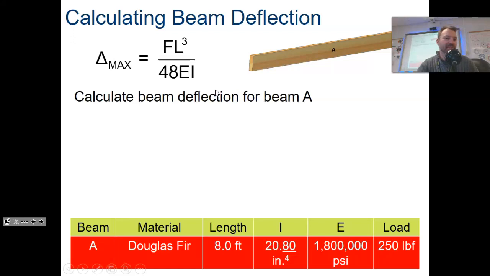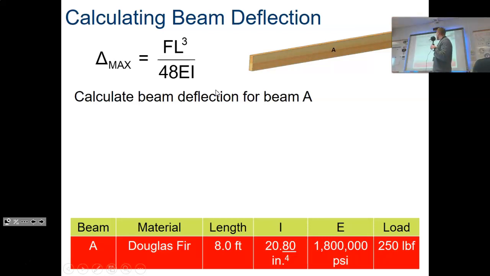So we're going to actually calculate how far a beam deflects. And this is an activity we're going to do in class. I'm going to give you all 2x4s, and you're going to calculate how much it deflects, and then you're going to see if it deflects that much. And we can tell each other's weight by how much the thing deflects. Or we can calculate the modulus of elasticity for our different pieces of wood. So here's the question. Calculate the beam deflection for beam A.